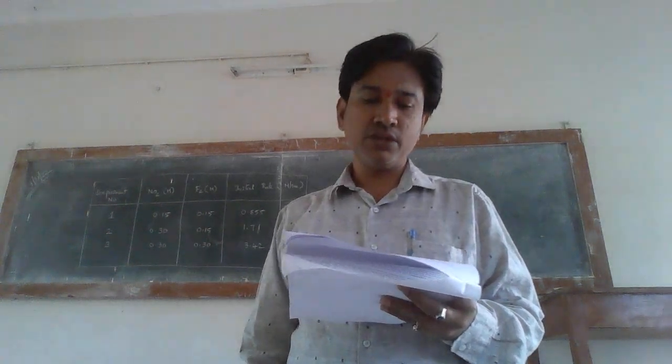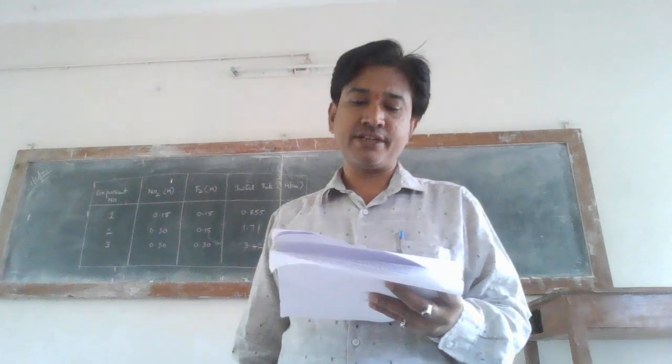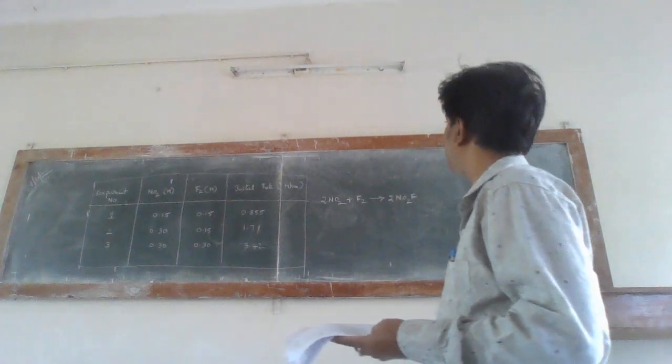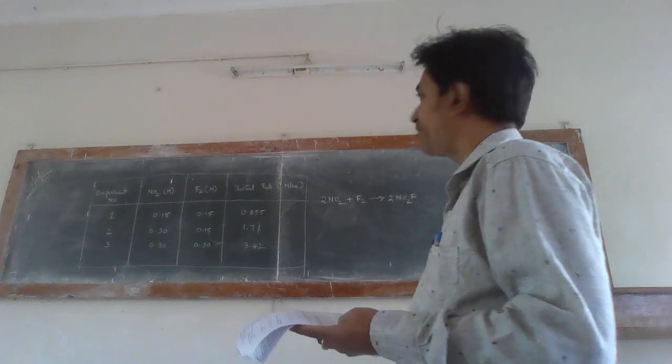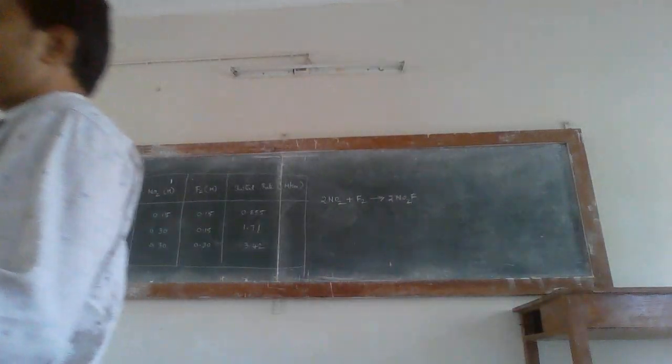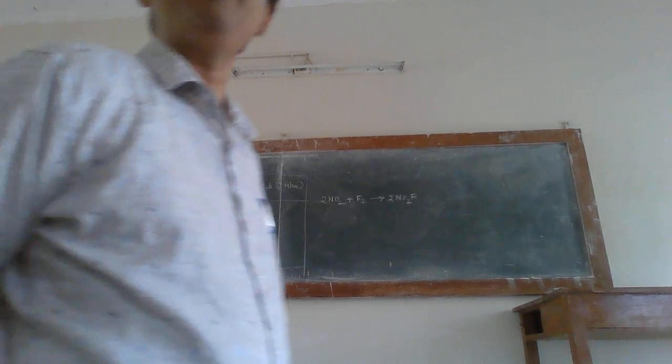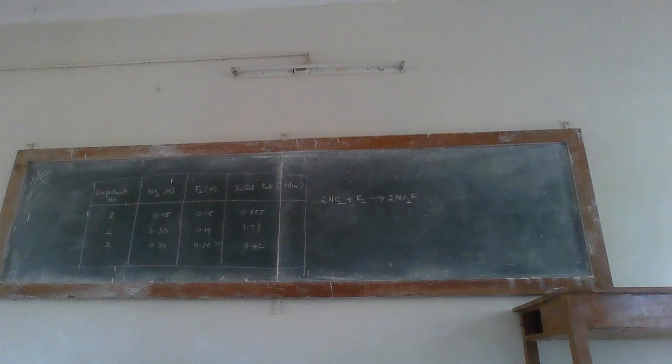I am repeating the question again. The following reaction was investigated as indicated in the following table. So note down the table and determine the order with respect to each reactant and the rate law for this reaction. The reaction is given as 2NO2 plus F2 gives NO2F. So read the problem clearly, understand it and try to attempt it. I am here to solve the problem, but I want you to read it.